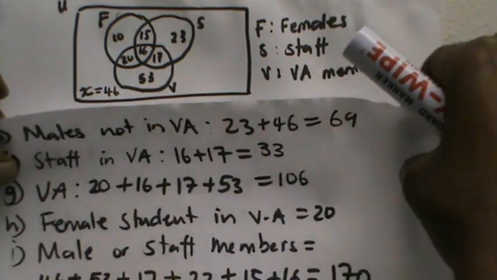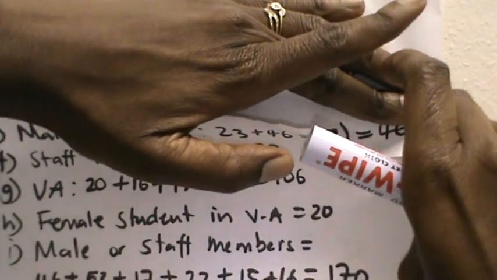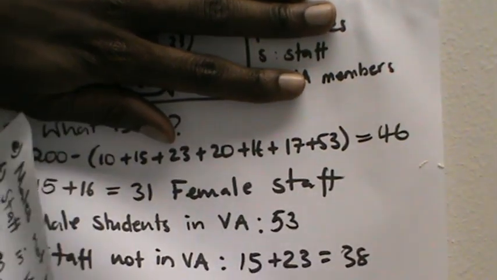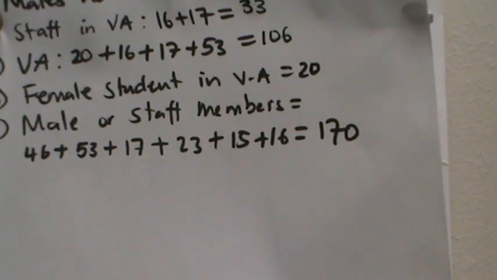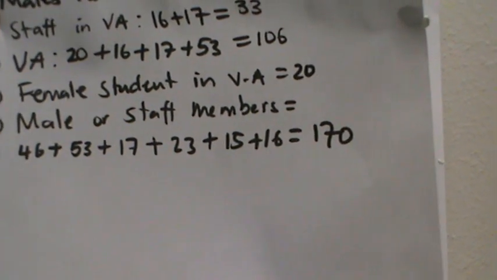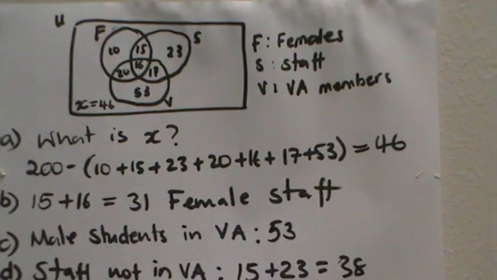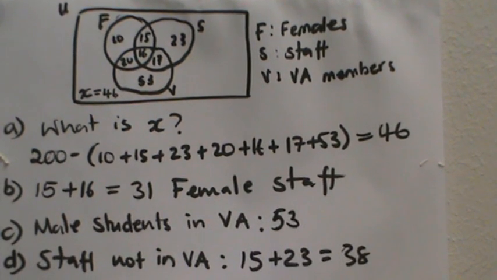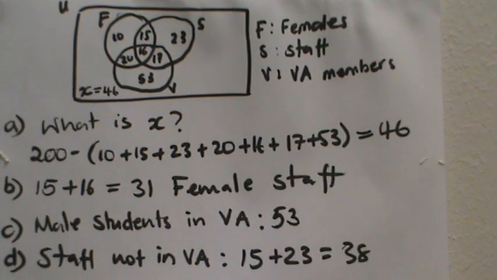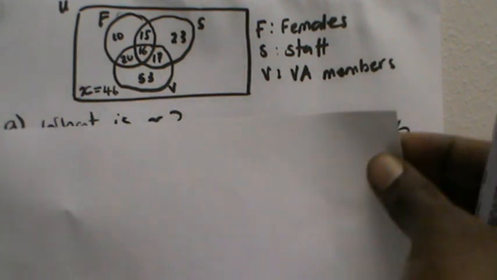So again, I'm going to make some space for you to see. So I hope you're able to see that part at the bottom. So it's 46, 53, 17, 23, 15, 16, and all that should add up to 170. Okay, we have just 2 more to go, and then we are done. The next one says, how many female students were interviewed? Okay, so let's look at that one.